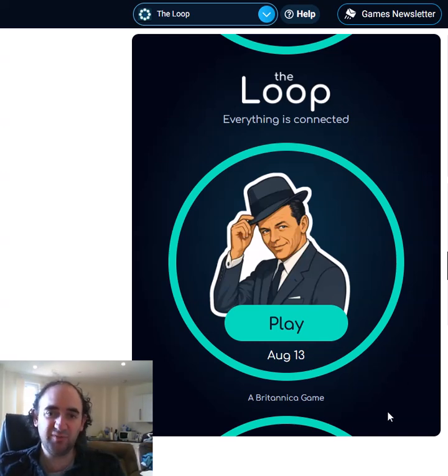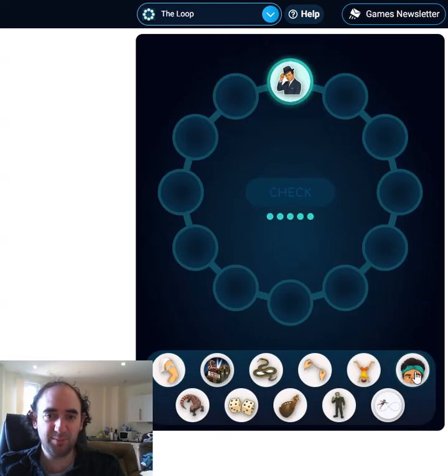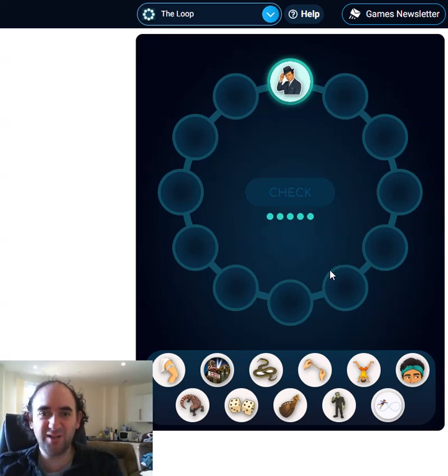The idea here is to put the pictures into the loop. These are the pictures, this is the loop, and each picture has to be connected in some way with the pictures on either side. But when I say connected in some way, the connections are very varied and sometimes very vague. Let's see how we get on today.